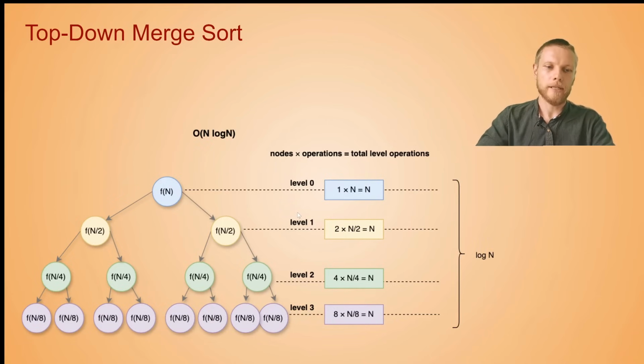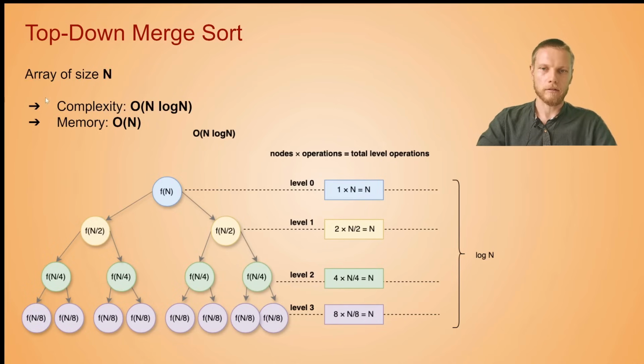So the next question is how many levels do we have? And basically the answer is simple. It's just the binary logarithm of n, and for the purpose of big O we don't care about the base of the logarithm. So we can just say that the complexity of the top-down merge sort is O(n log n), and the memory consumption is O(n) because we need this temporary array to store our intermediate results.